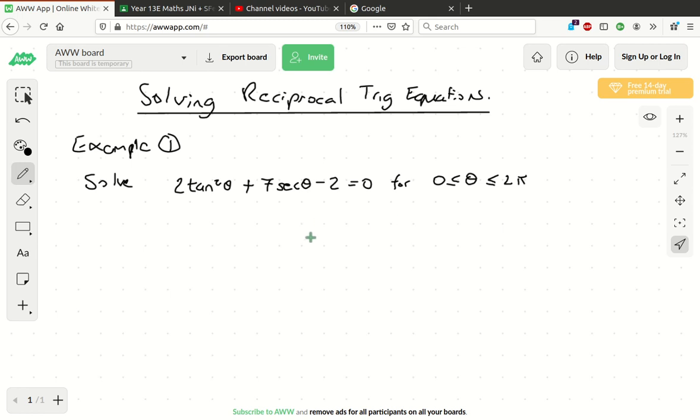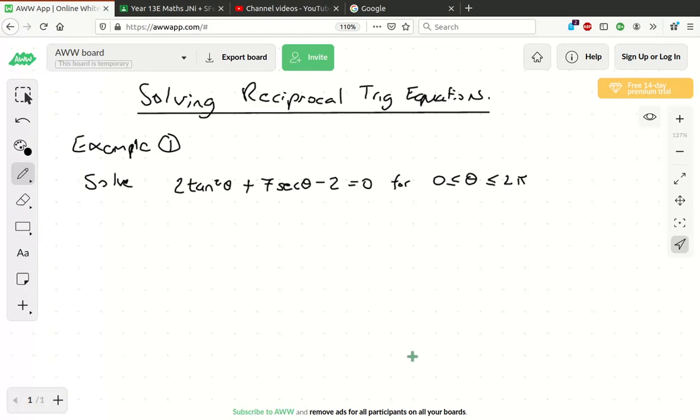Okay, hello. So this is another video, this time on solving reciprocal trig equations. This is very much part of exercise 6a. I think questions 5 and 7 are like this. And this isn't too bad, really. I think it works in a very similar way to the trig equations that we were solving last year.